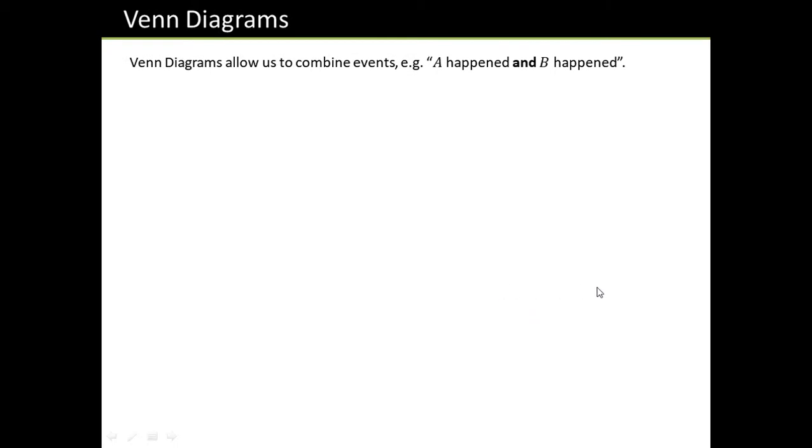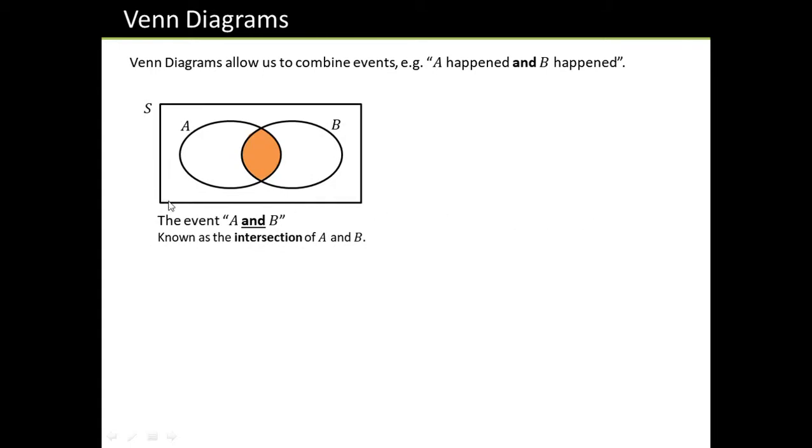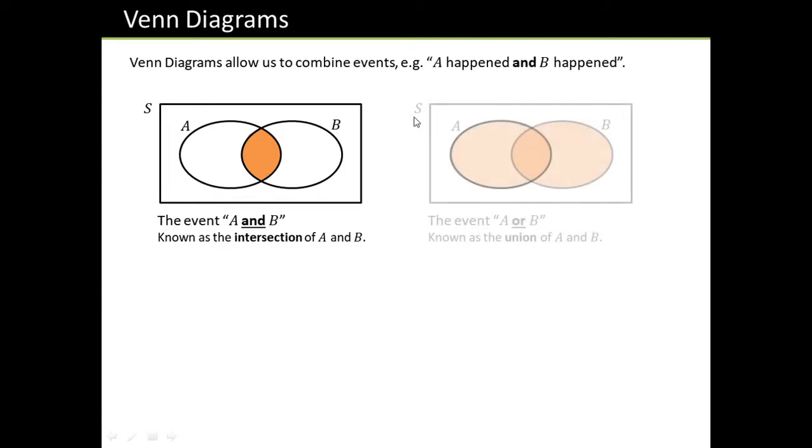Now we're looking at Venn diagrams. So Venn diagrams allow us to look at combined events. So here's a Venn diagram where you've got events A and B, and the shaded part is the event A and B, so everything in there would be A and B happening, known as the intersection.